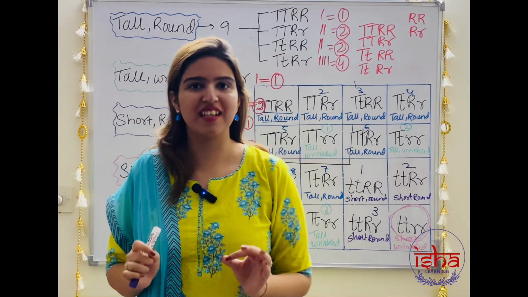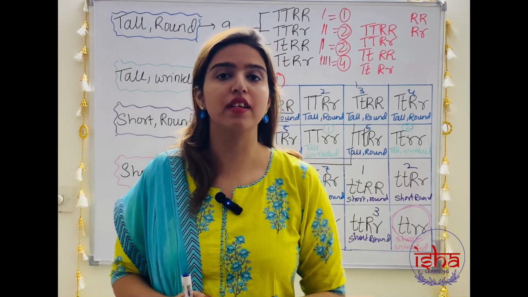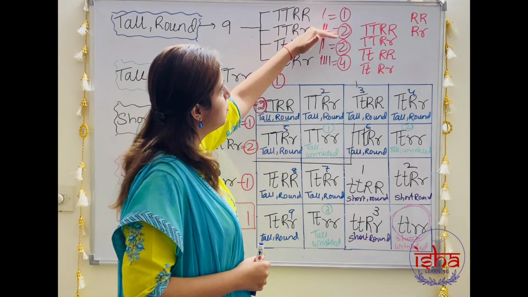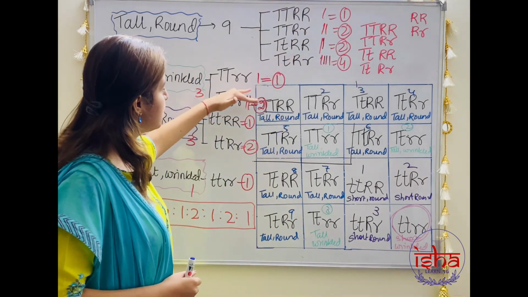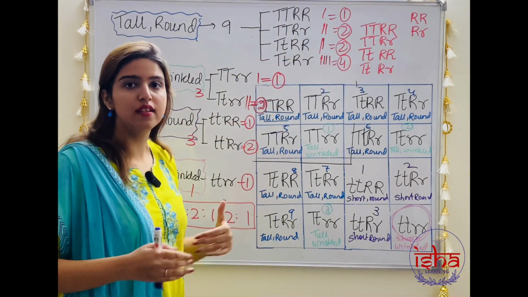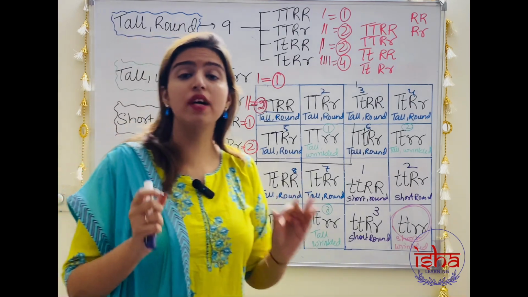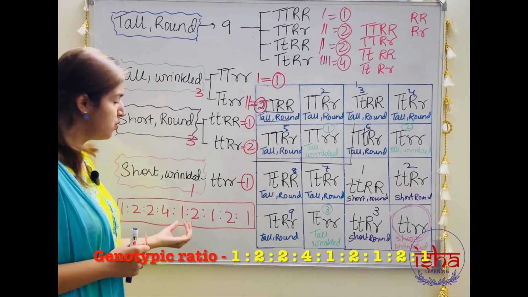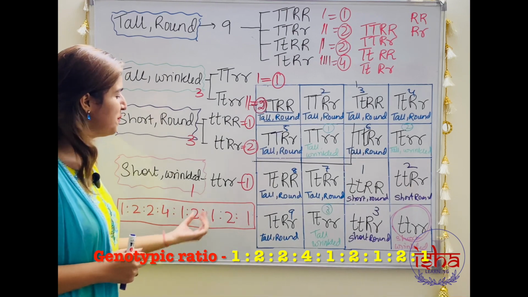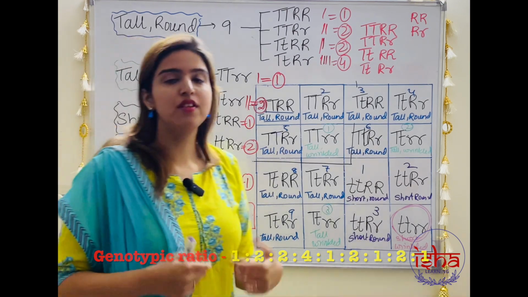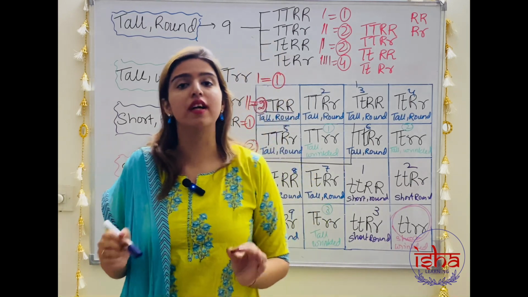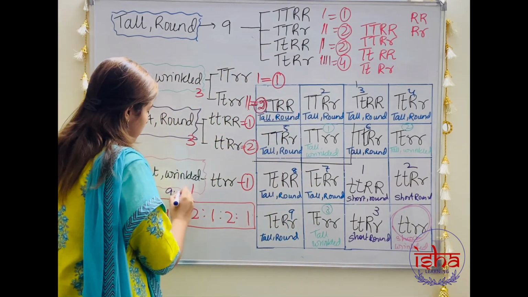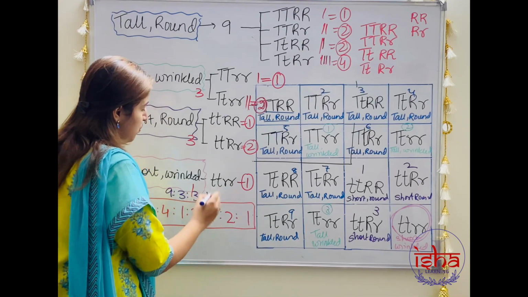So after listing down, after all your counting is complete, you should come out to such numbers: 1, 2, 2, 4, 1, 2, 1, 2, 1. This is your genotypic ratio. So it is 1 is to 2 is to 2 is to 4 is to 1 is to 2 is to 1 is to 2 is to 1. This is my genotypic ratio. My phenotypic ratio was 9 is to 3 is to 3 is to 1.